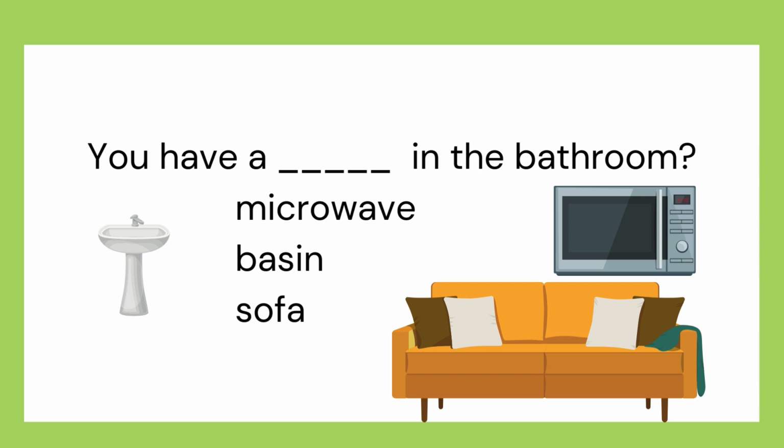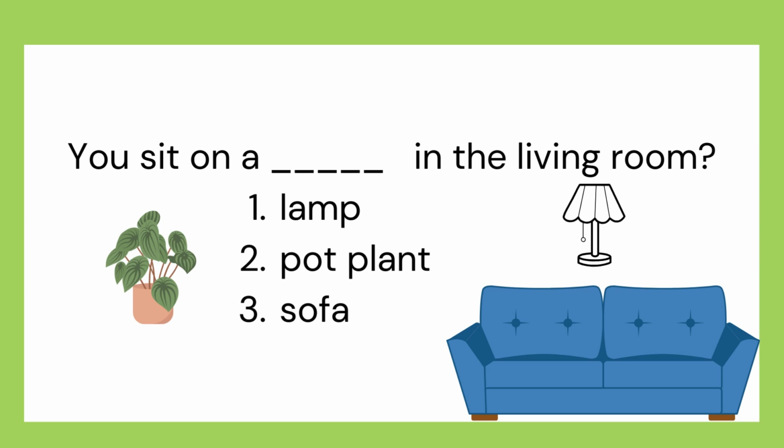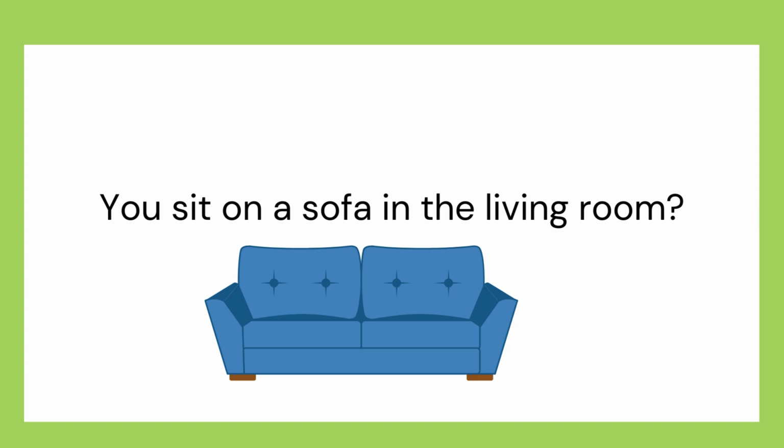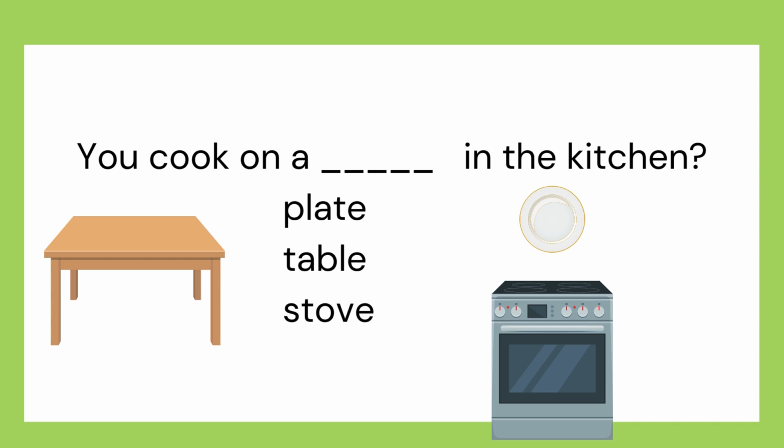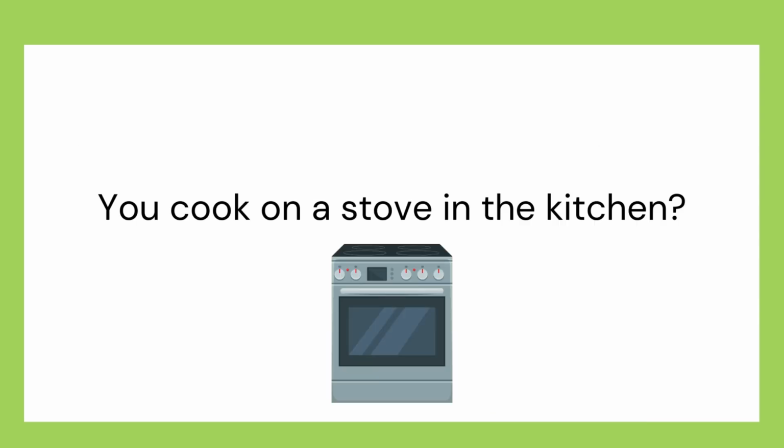So let's practice. You have a what in the bathroom? A microwave? Oh, a basin? A sofa? Of course you have a basin in the bathroom. And you sit on in the living room. What do you sit on? You sit on a sofa. Nice. And you cook on a plate in the kitchen, or you cook on a table in the kitchen, or you cook on a stove in the kitchen. You cook on a stove in the kitchen.